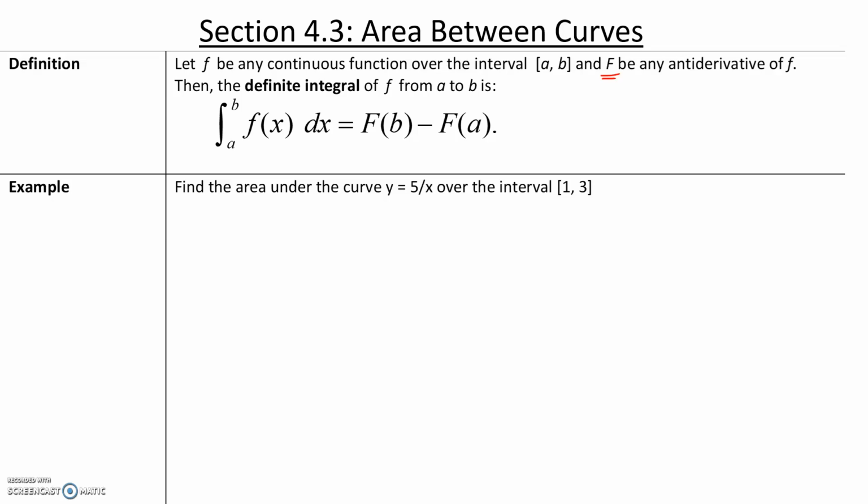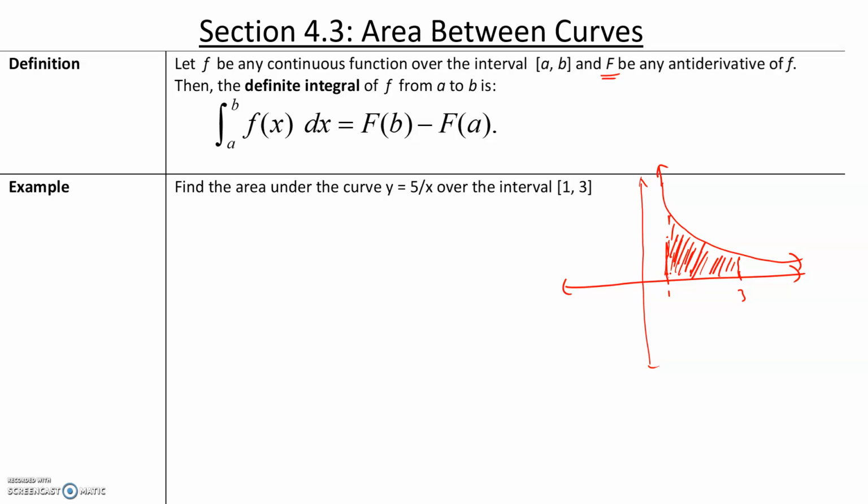So quick review, find the area under the curve of y equals 5 over x over the interval 1 comma 3. So if we graph this on Desmos, here's roughly what the function looks like. It looks something like this. And we want the area under the curve from x equals 1 to x equals 3. So when we take the integral, this is what we're looking for. We're looking for the area under this curve over here.